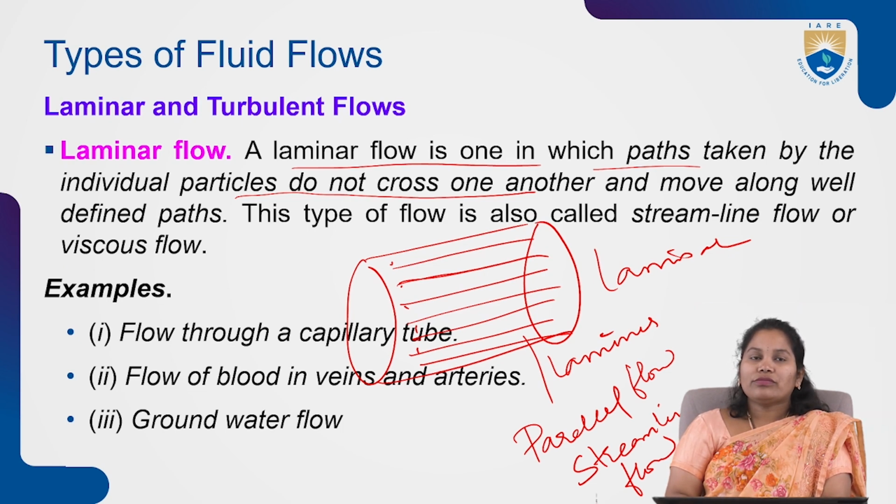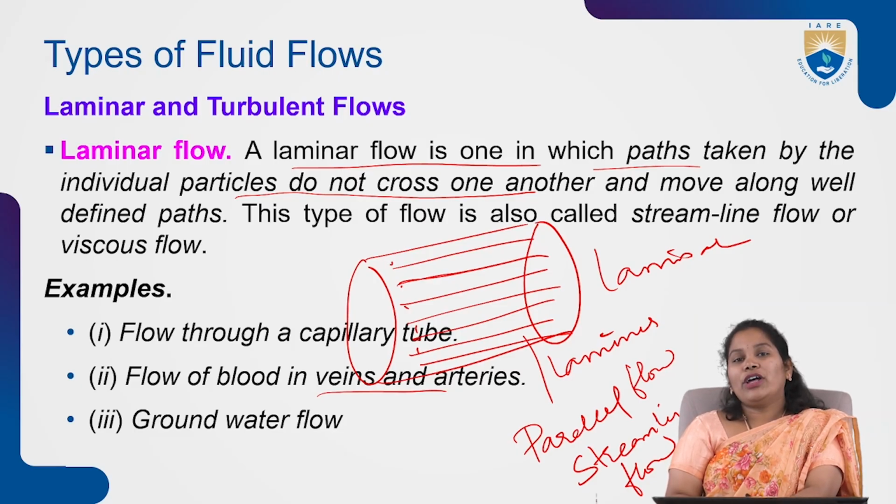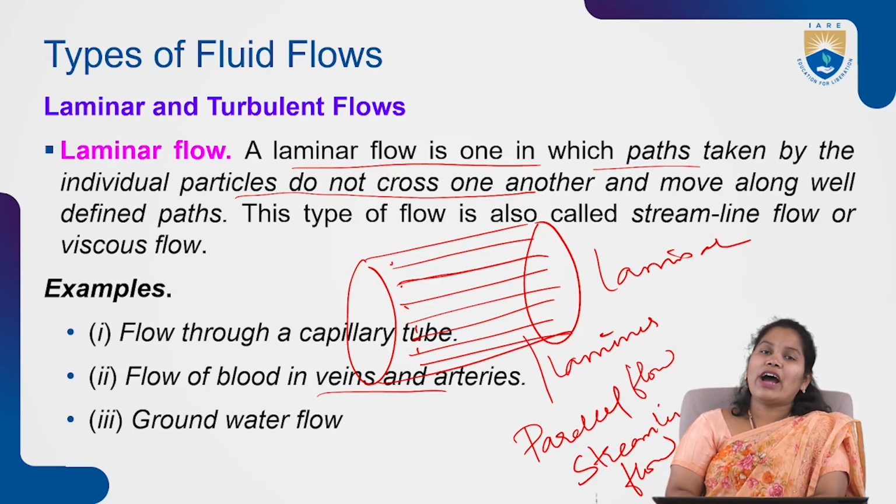Examples of laminar flows are flow through capillary tubes, the second example is flow of blood in veins and arteries, and the third example is groundwater flow. These are the examples of your laminar flows. All the particles in a laminar flow move in their own well-defined, parallel paths or streamlines, and it is also called streamline flow or viscous flow.